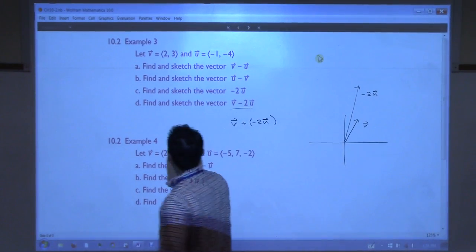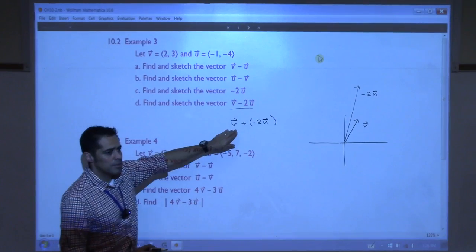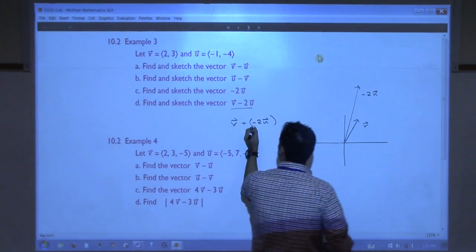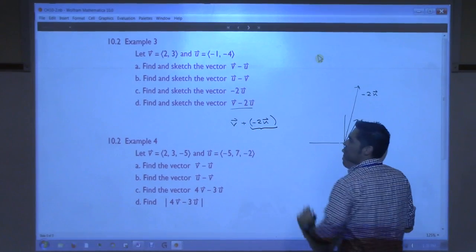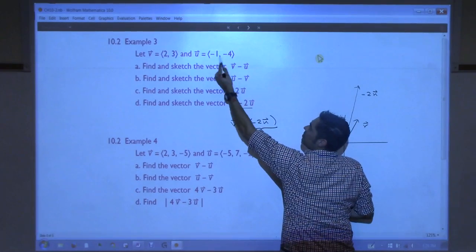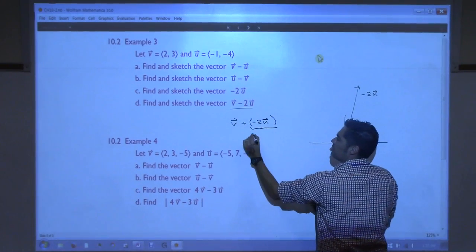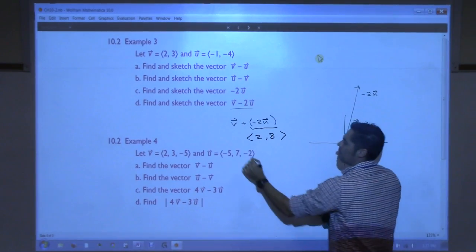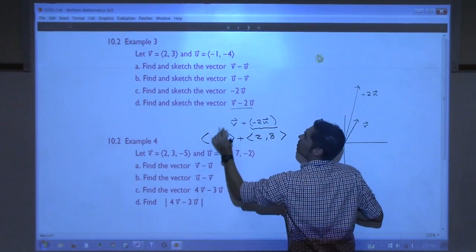Now, when you do this algebraically, what you would do is first figure out what -2u is. Do you want to help me do that one real quick? What's -2u? Just take this. This is u, right? Multiply it by -2, and you get what? 2, 8, right? And then in front of that, you're adding v, which is 2, 3.